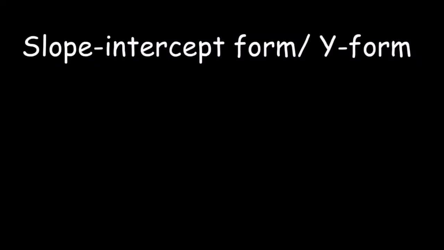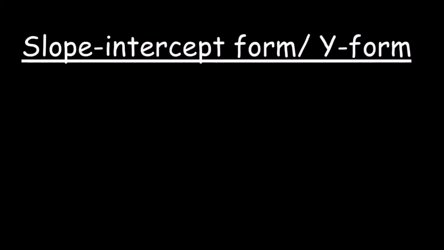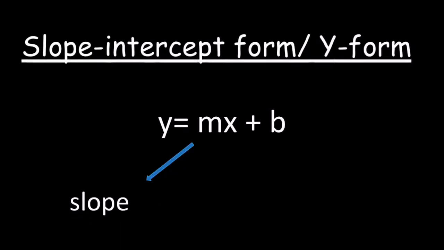How to get the slope-intercept form or y form. Slope-intercept form follows the formula y equals mx plus b, where m represents the slope and b represents the y-intercept.